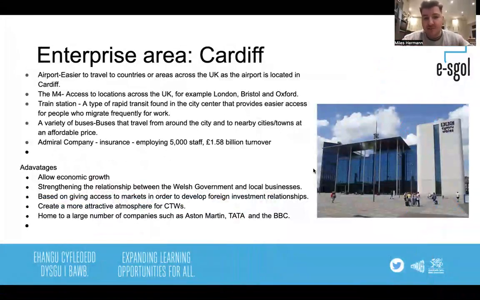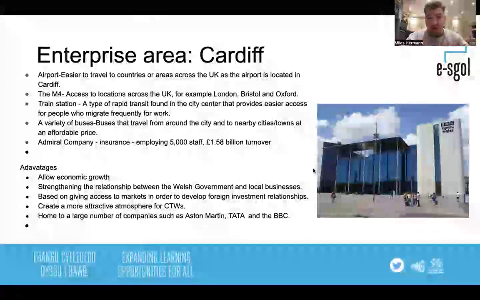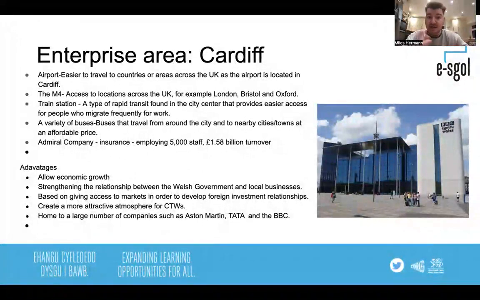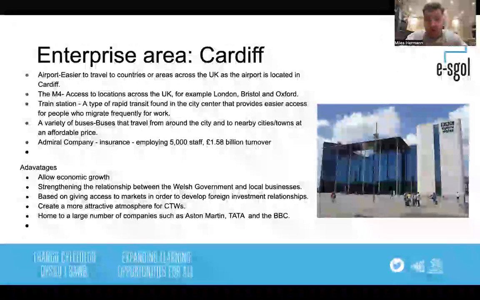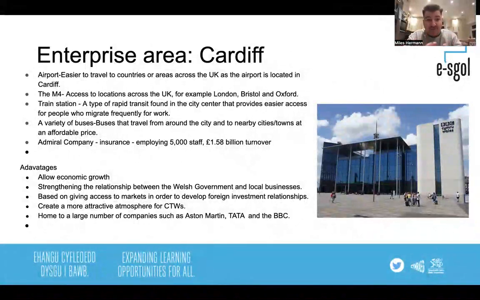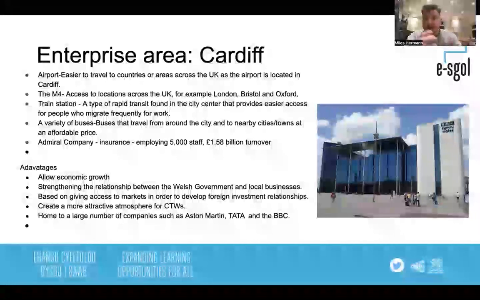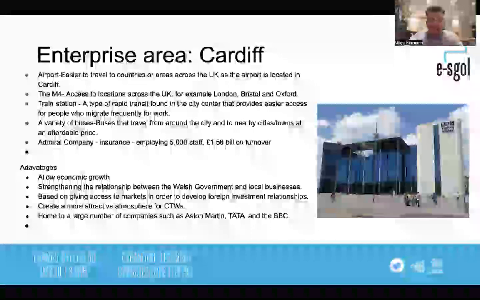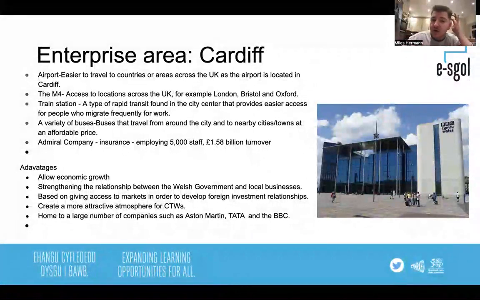For example, then, let's look at the enterprise area in Cardiff. Well, this has got good transport links. We've got the airport, which is easy to travel to different countries or areas around the UK. We've got the M4, access to locations, for example, London, Bristol, Oxford on Cardiff's doorstep. We've got the train station. We can get rapid transport from the city centre, different areas of Cardiff, and also for people that are commuting. We've got a variety of buses that can travel to and around the city and different areas at an affordable price.